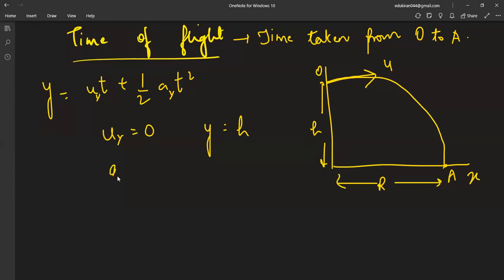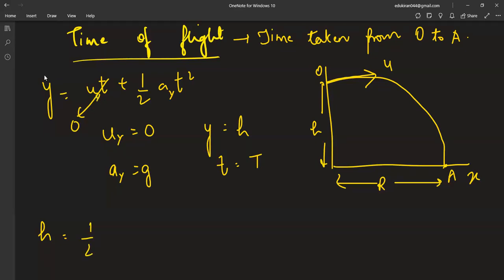Yes, next, acceleration along y-axis we have discussed. This is acceleration due to gravity. And coming to t, it is the time period that we are calculating. So see, if uy is 0, this part becomes 0. So h is equal to, this is half.